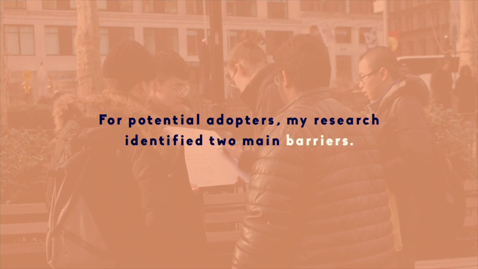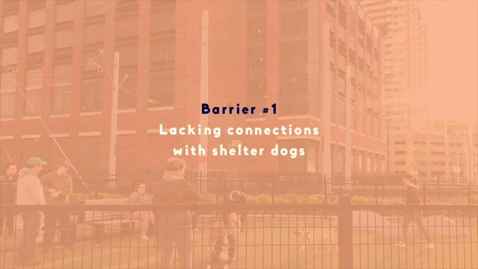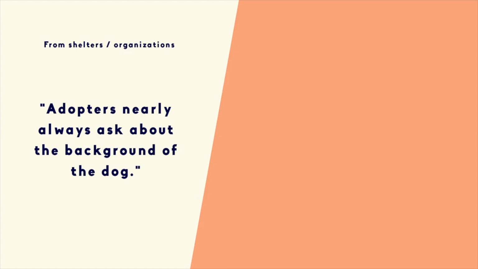For potential adopters, my research identified 2 main barriers. Barrier 1, potential adopters are lacking connections with shelter dogs. Adopters nearly always ask about the background of the dog. According to a recent report, the reasons they give for not adopting are: 1, my local shelters don't have the type of breed of dog I'm looking for.